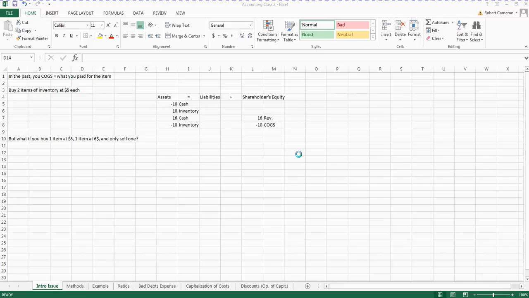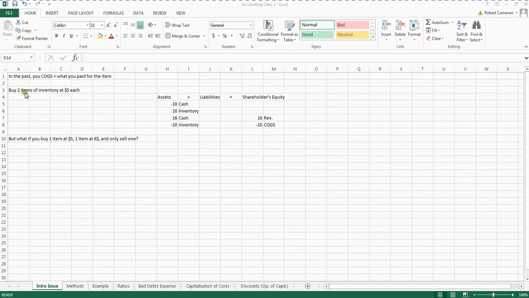Today we're going to be going over a really big issue in accounting, inventory cost systems. To give an introduction to this, I'm going to repeat what we've done in the past, which has been whenever we buy inventory, we record it at cost, which we'll still do, and then when we sell it, cost of goods sold is what we bought the inventory for.